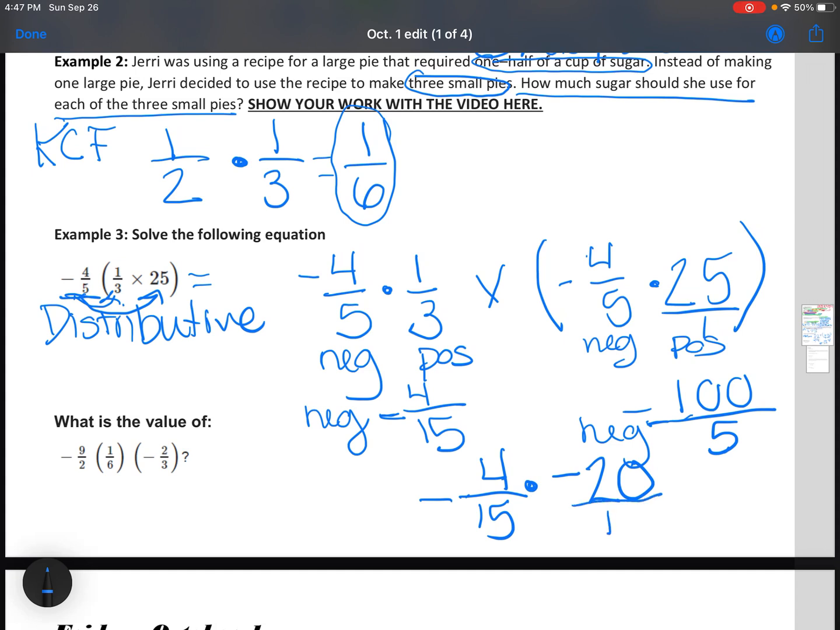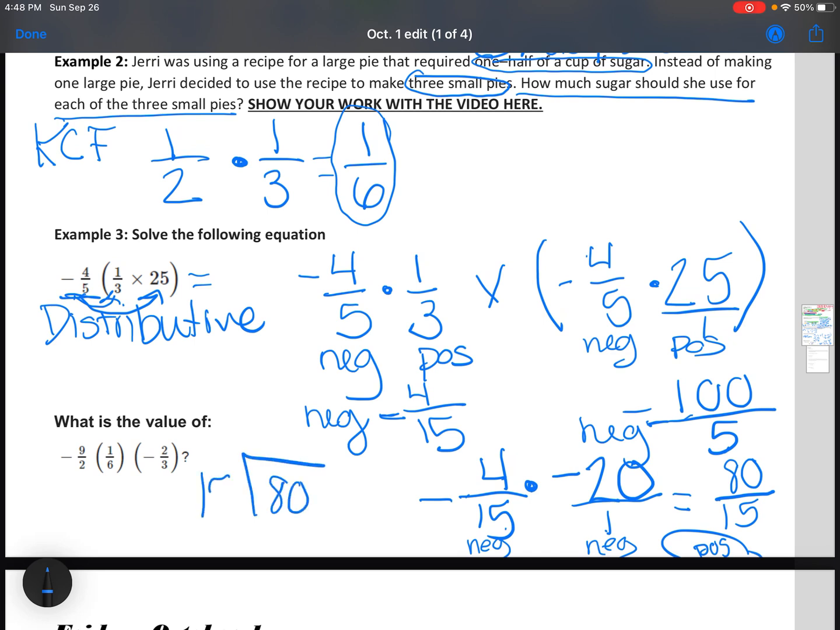I'm going to put my whole number over 1 to make it a fraction. I have a negative times a negative, which is going to be a positive. So my answer is going to be positive. I get 4 times 20, which is 80. 15 times 1 is 15. So now what I have is 80 divided by 15, and we said that's going to be positive.